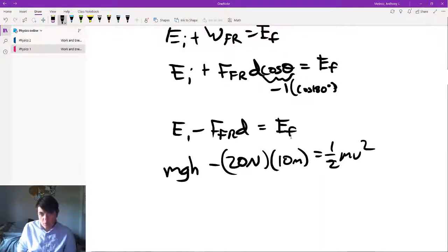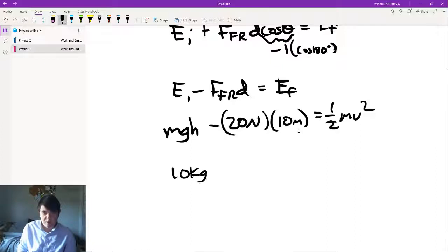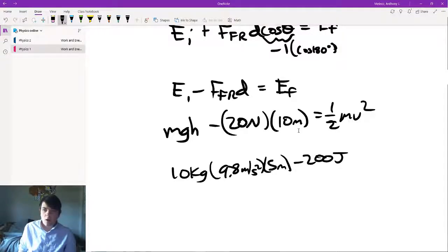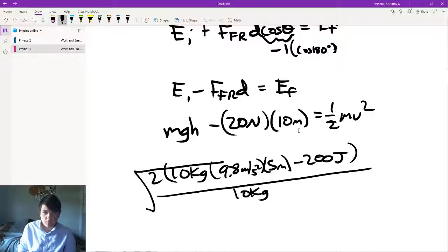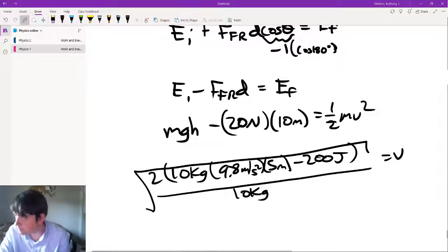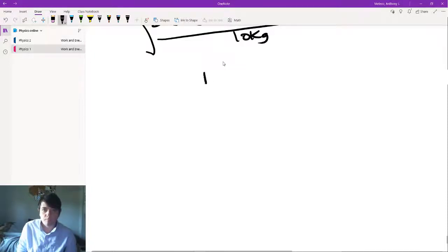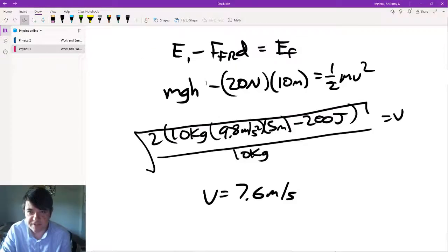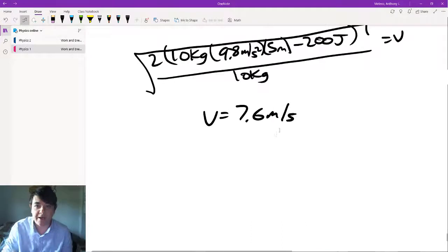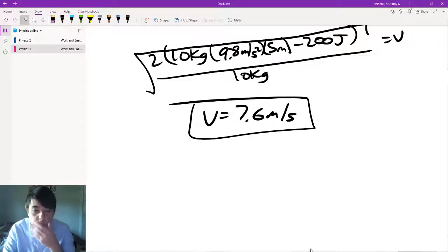Okay. So now we set up the same problem solving for v. 10 kilograms, 9.8, height is 5. This is minus 200 newton meters, or joules. And then we just need to multiply by 2, divide by 10, and take the square root. And when you do the math on that, I got 7.6. So notice that the velocity is slightly less than it was before, and that's because we added a frictional force. That's to be expected. Okay. We've got 2 more problems to go.